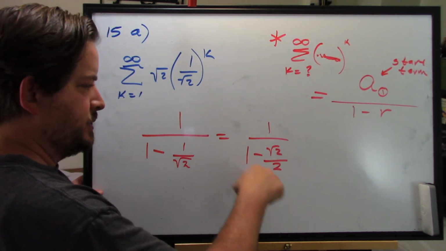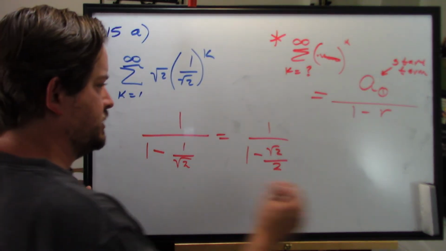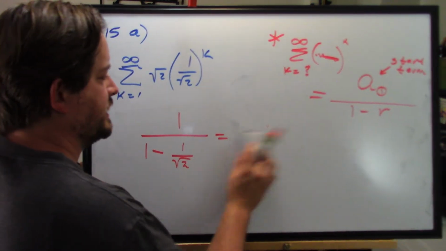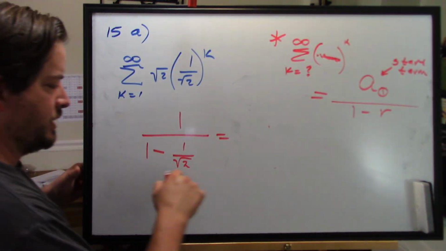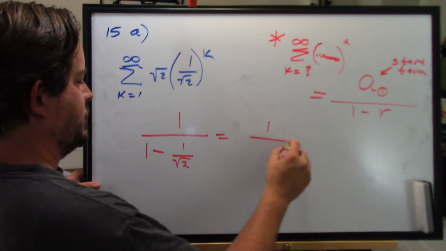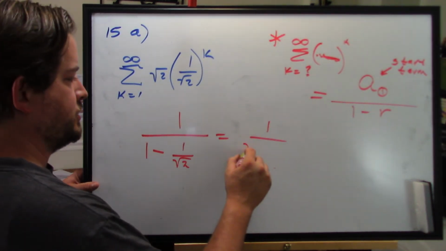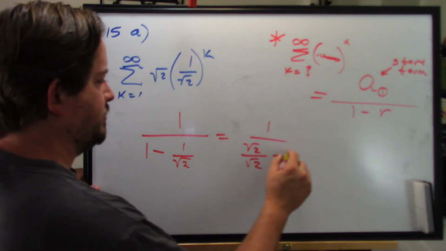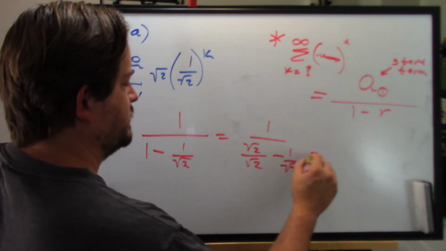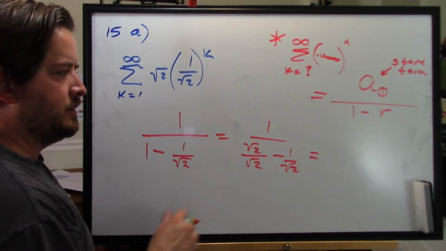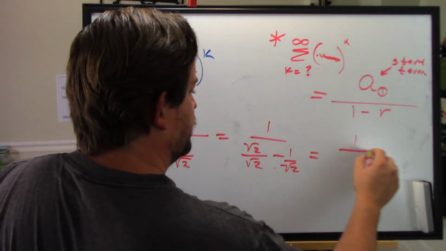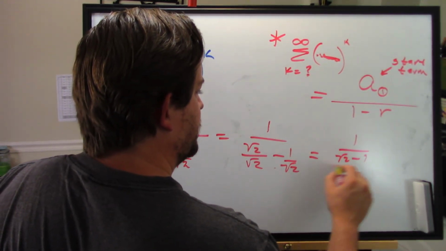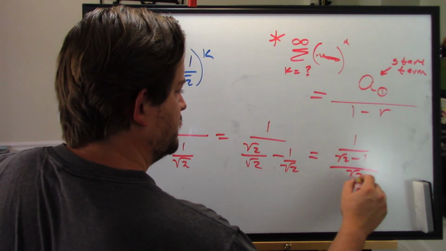What I want to do though is simplify this denominator. So let's just back up. Let's not rationalize that just yet. And it doesn't matter if you do or not. But I'm going to write this then as 1 over root 2 over root 2 to get a common denominator for my 1 minus 1 over root 2. That is to say, I now can combine the denominator, and this is 1 over root 2 minus 1 over root 2. Right?